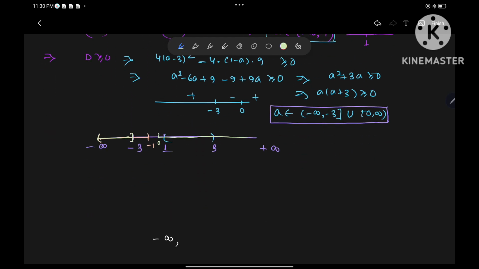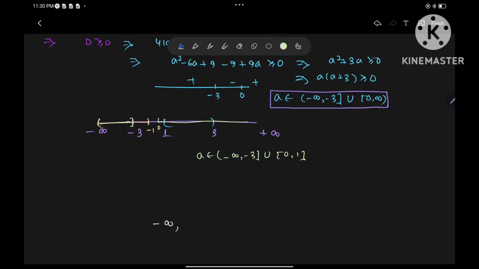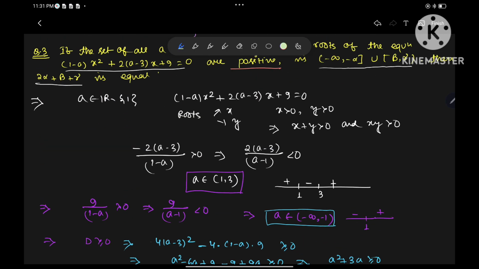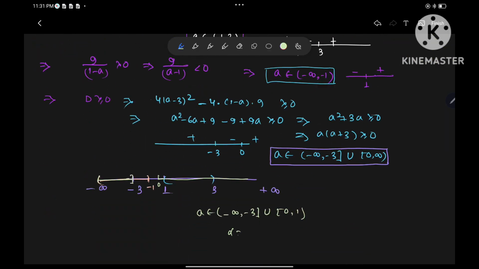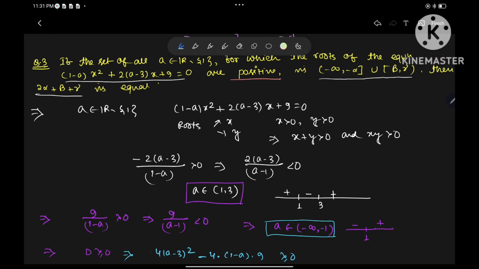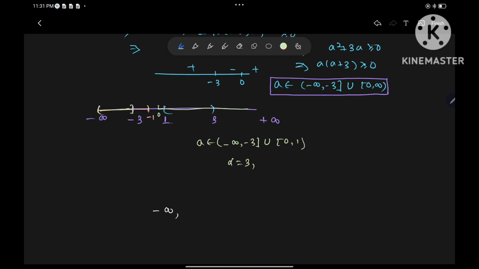So what is the common? a belongs to minus infinity to minus 3 union, and this one is common, so 0 to 1, and this will be open. So 0 comma 1. And what is given? a belongs to minus infinity to minus alpha. So from here alpha equals 3, comparing this given condition, and beta equals 0, and gamma equals 1.